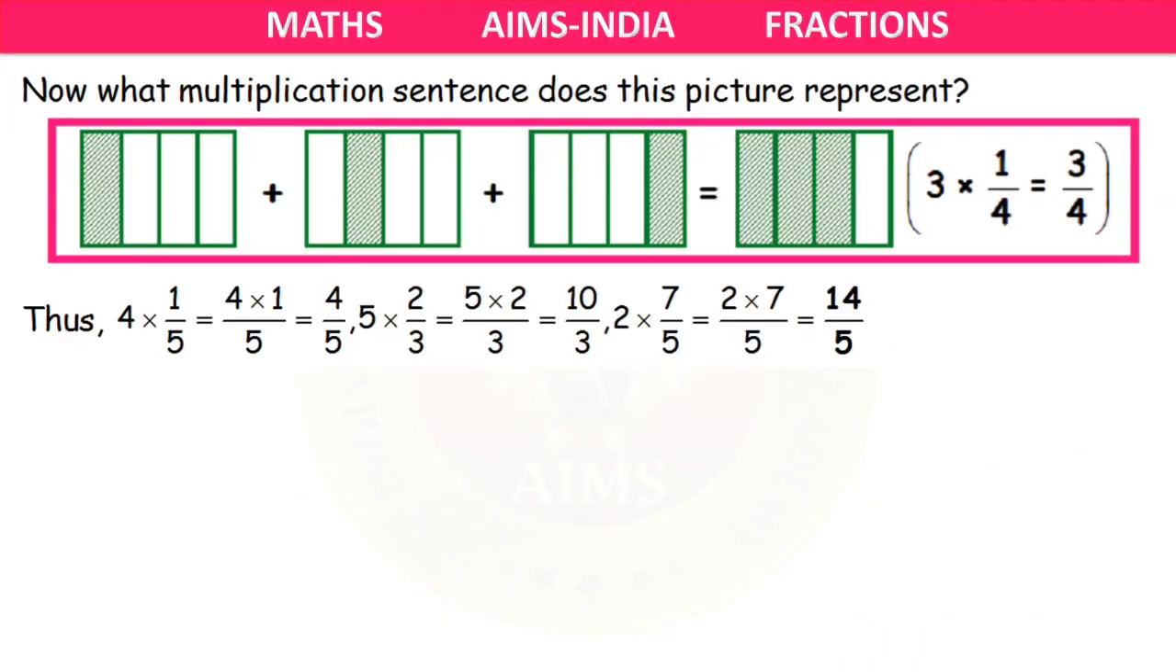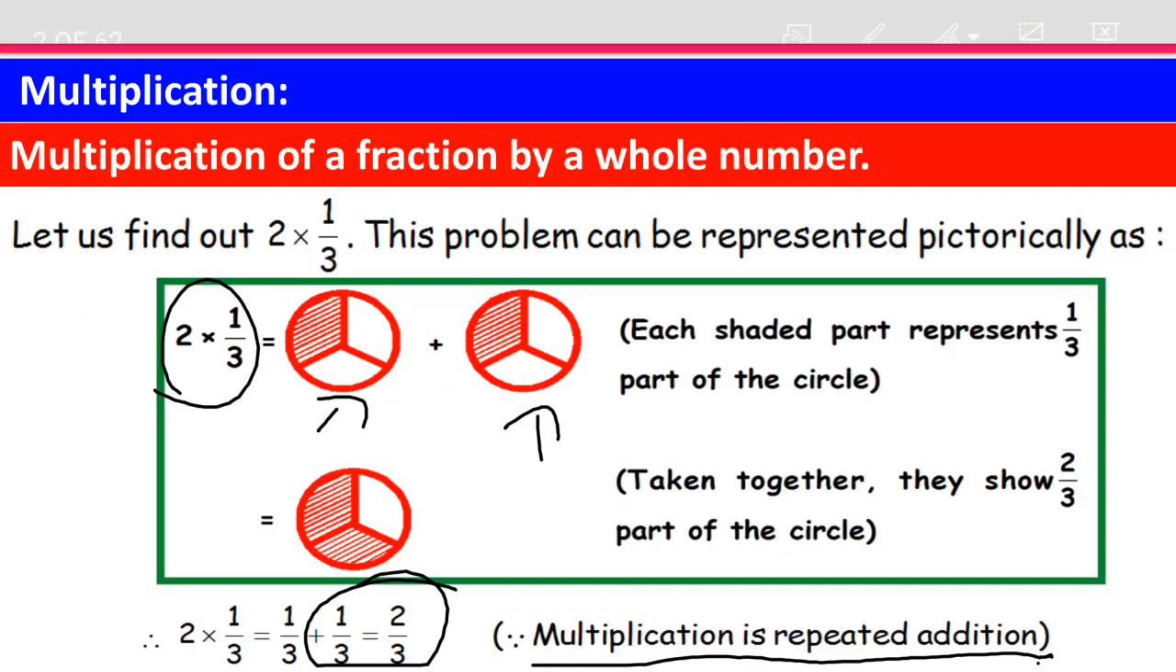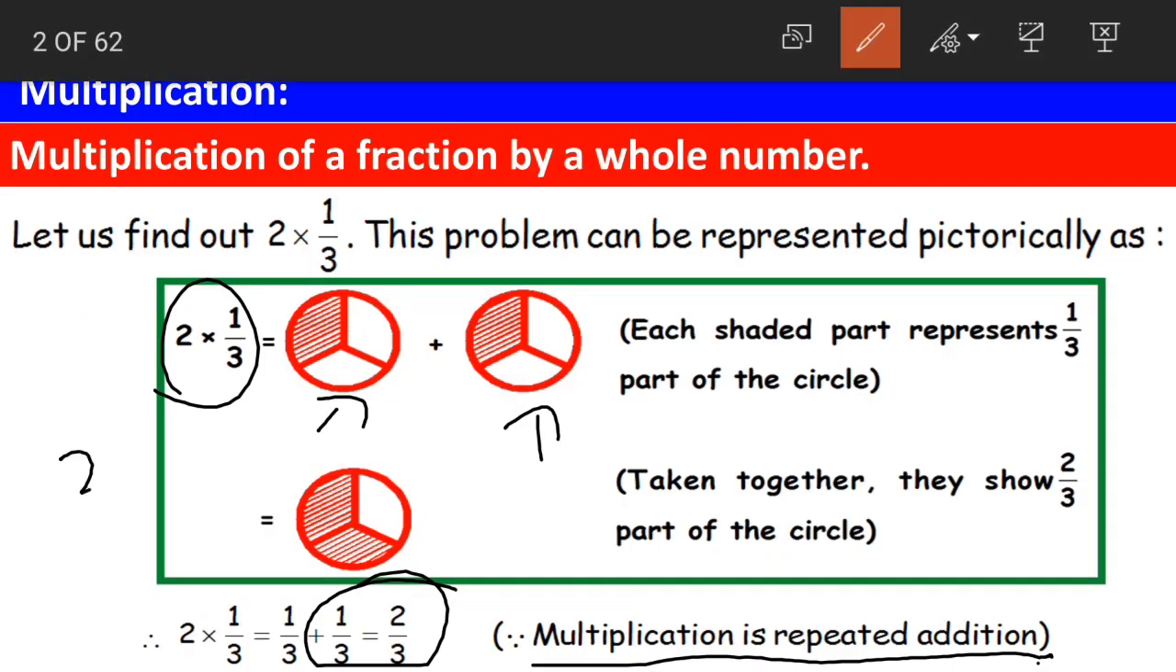Clear, students? Yes. Or simply, when we have to multiply 2 and 1 by 3, again we have done this in the previous classes also. What did I say? Whenever we have a whole number, we assume its denominator to be 1. Yes, because whenever we divide a whole number by 1, the answer will be the number itself. So when we have no denominator, we assume the denominator is 1.